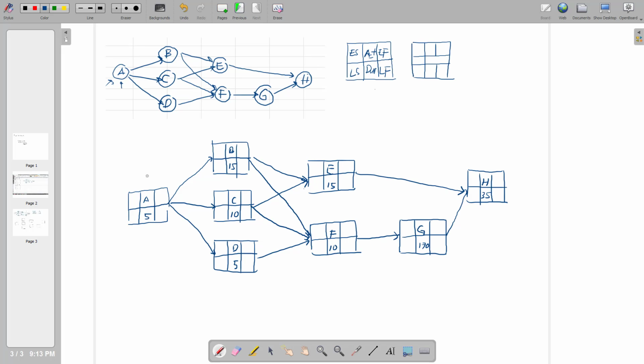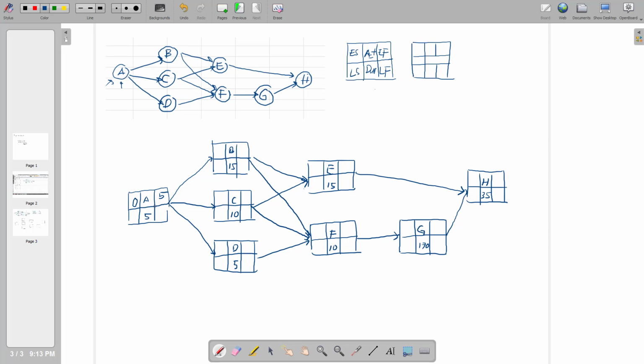To calculate the early start, we start from activity A first. Activity A has no predecessor, so definitely activity A starts from the first period of the project. So we will put 0 over here. Now, from the early start, we can calculate the early finish if we know the duration. So the early finish of activity A is the early start plus the duration of activity A. So 0 plus 5 equals 5. That's the early finish.